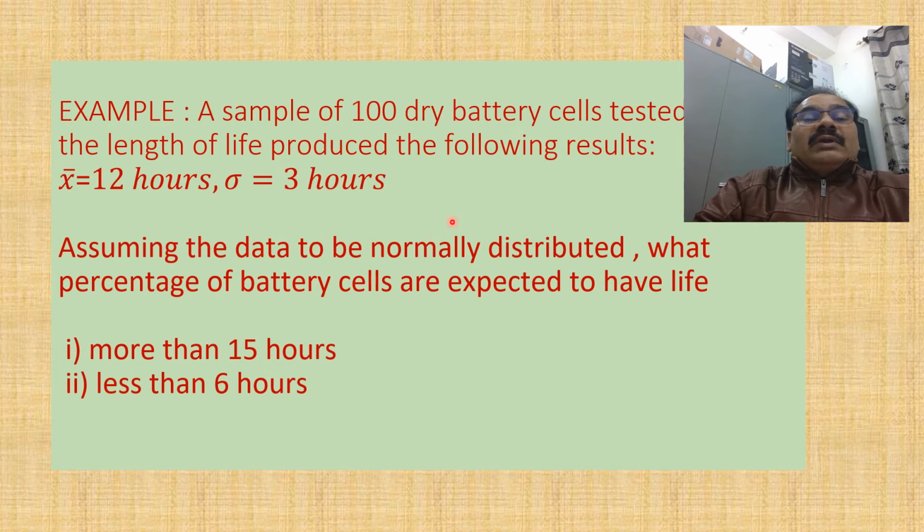Now, let us look at one example. A sample of 100 dry battery cells tested to find the length of life produced the following results: x bar is 12 hours, sigma is 3 hours. Now, assuming the data to be normally distributed, what percentage of battery cells are expected to have life of more than 15 hours and less than 6 hours?